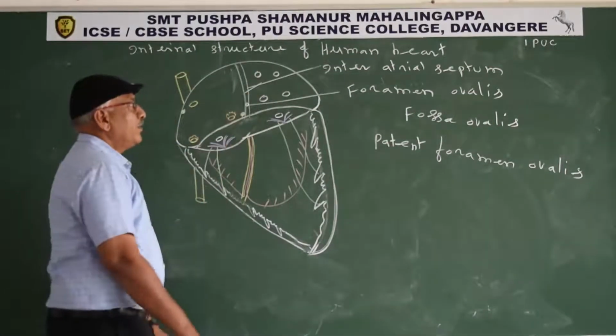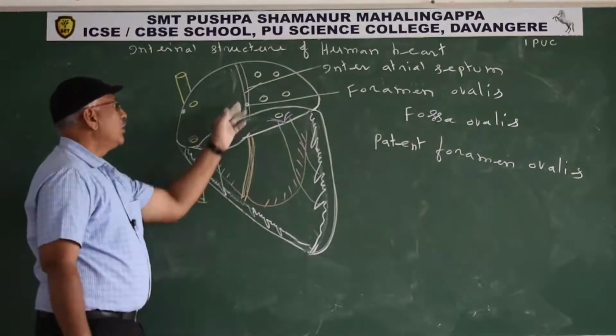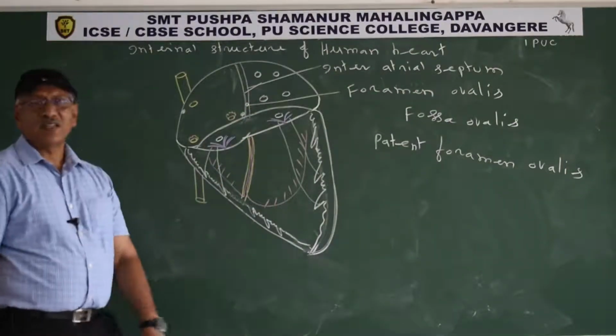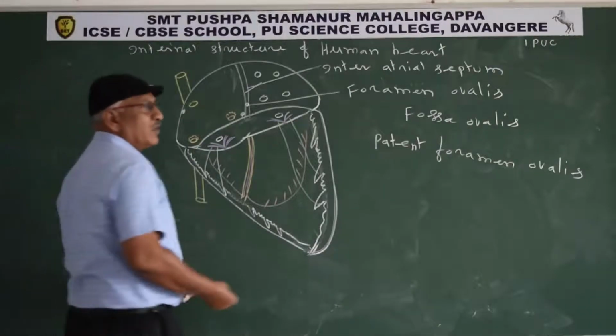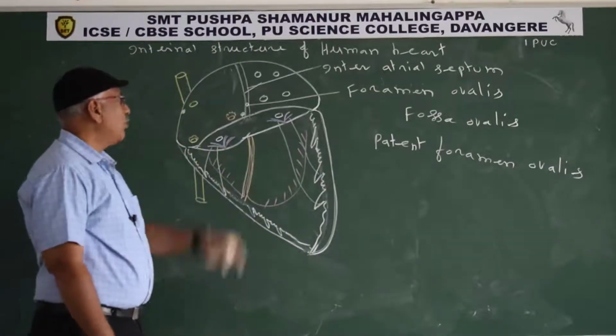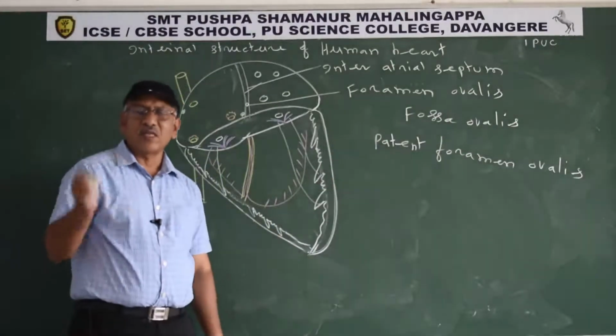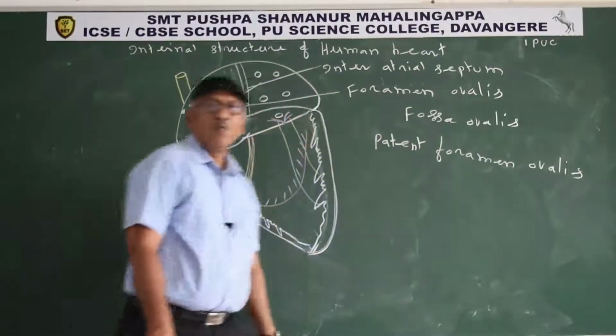The two atria are internally separated by a membrane, the interatrial septum. The opening present in the interatrial septum is known as the foramen ovalis. After birth, the lungs are fully functional and press the atria. At that time, the foramen ovalis is converted into a thick circular membrane, known as the fossa ovalis.